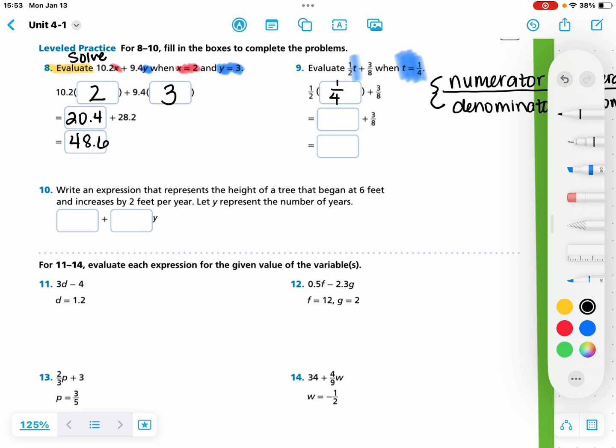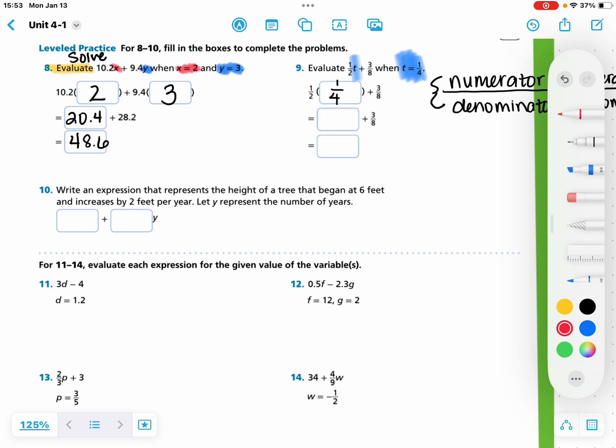Number 10 says, write an expression that represents the height of a tree that began at 6 feet and increases by 2 feet per year. Let y represent the number of years. Now, something that we talked about in class as well is the difference between your constant and a coefficient. A constant is going to be the amount that will not change.